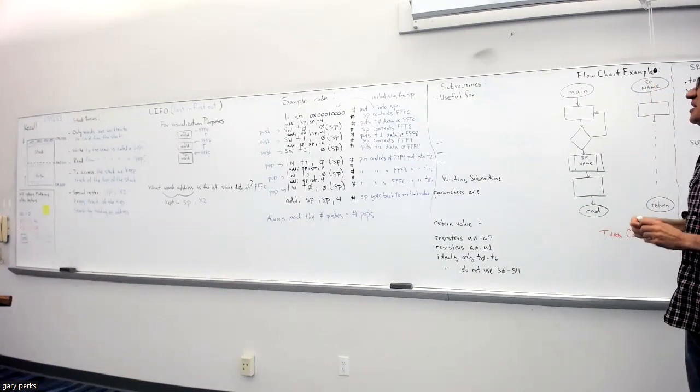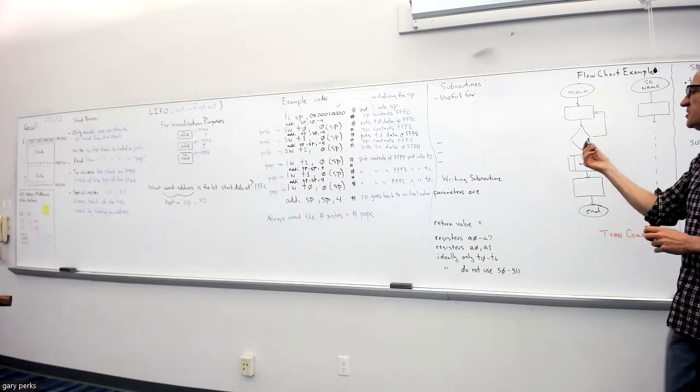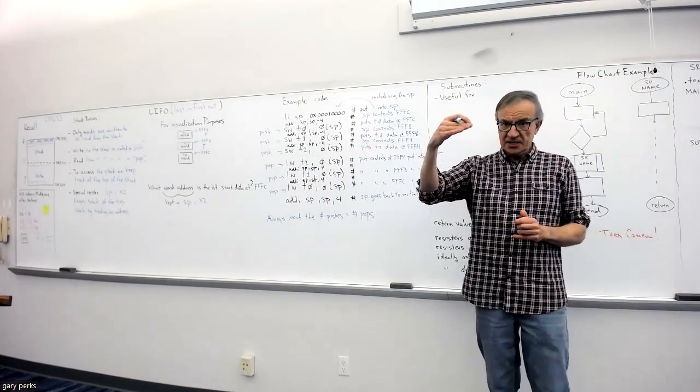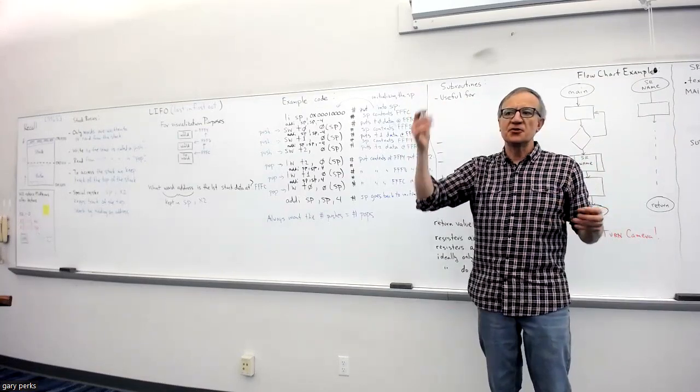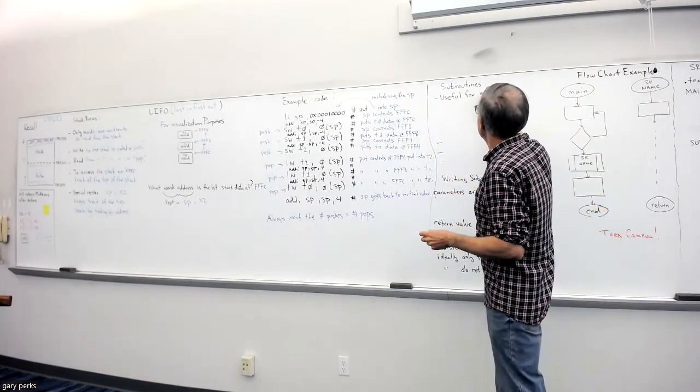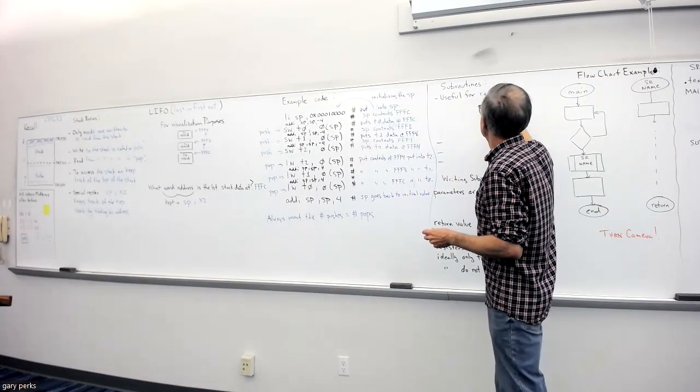All right, well, let's talk about some basics of subroutines. First of all, subroutines are used for functions or any type of code that you're going to do over and over again. It's used for repetitious things.